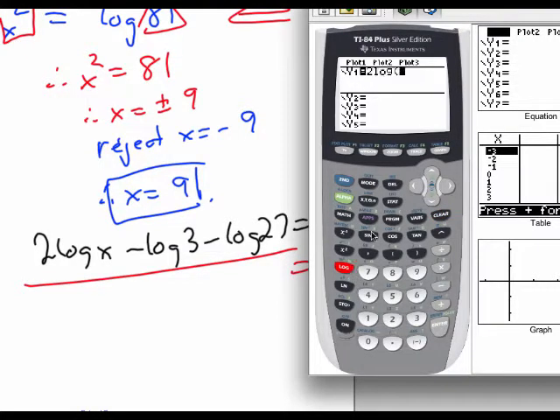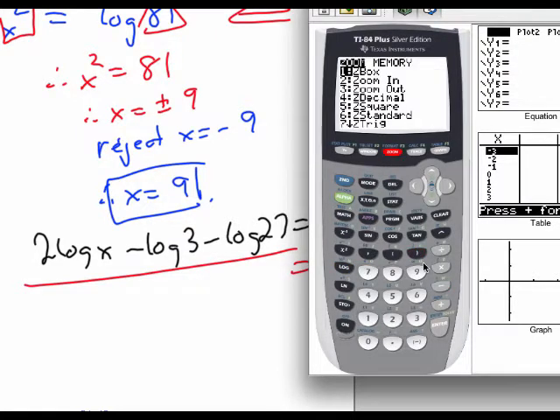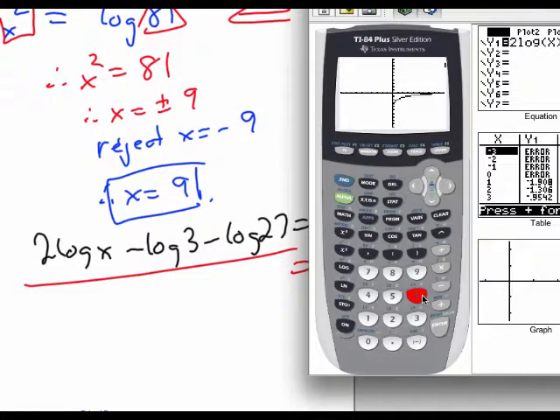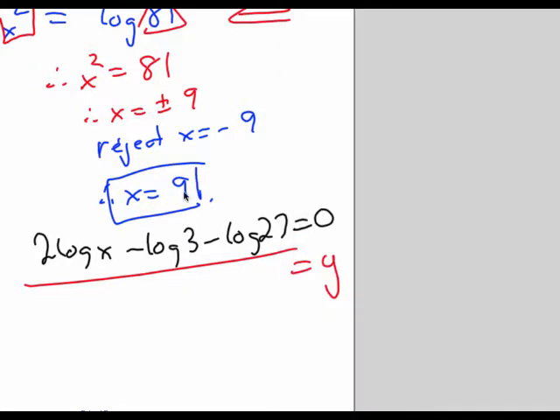It's just 2 log x minus log 3 minus log 27, graph, and I'm seeing if this graph has an x-intercept of 9. What I'll do is I'll just see, if x is 0, is y 0? If x is 9, is y 0? Yes, it is. And so that confirms my solution graphically, x equals 9.